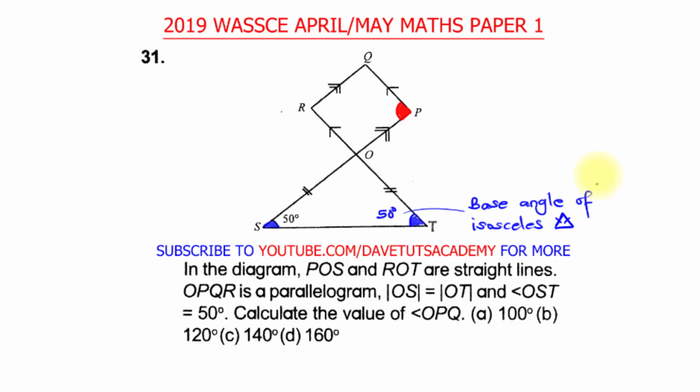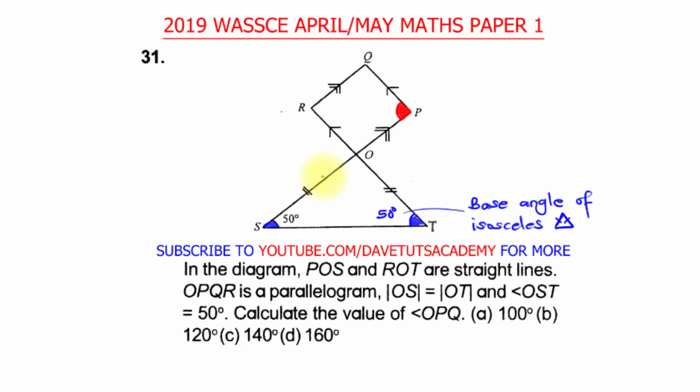Okay, so that is the reason why we have that. But now look at triangle OST. This triangle OST, we already know two angles. We know this angle OST and we know angle STO. Both of them are 50.